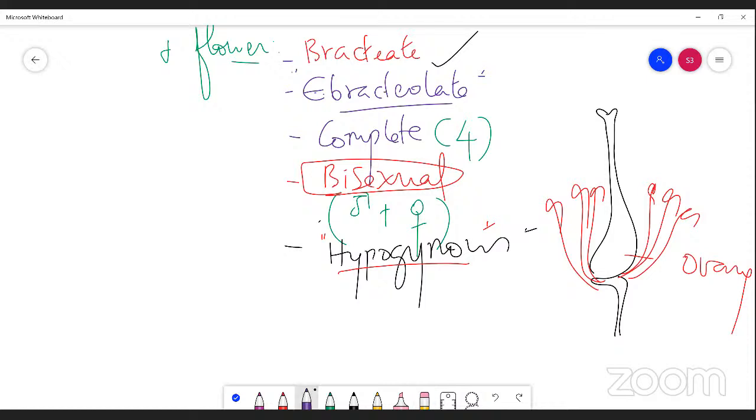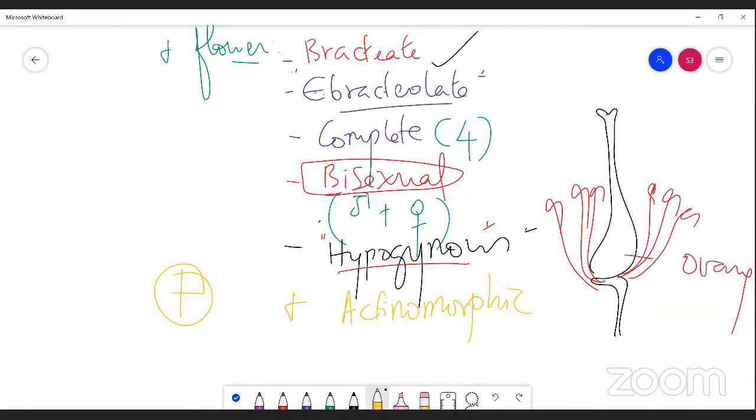And the condition is actinomorphic. Actinomorphic is designated by this symbol. That means the floral parts form two equal halves. Simply, actinomorphic is the condition of a flower in which you can cut the flower in any direction and get two equal halves of floral parts, right? So that is called the actinomorphic condition.